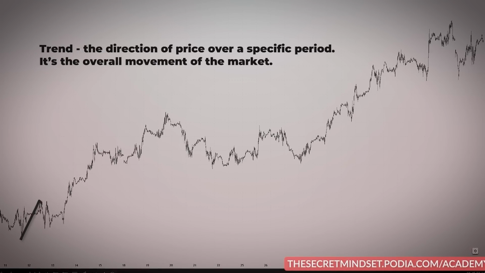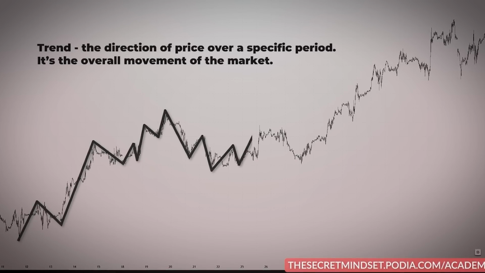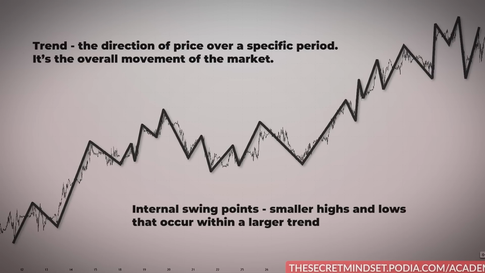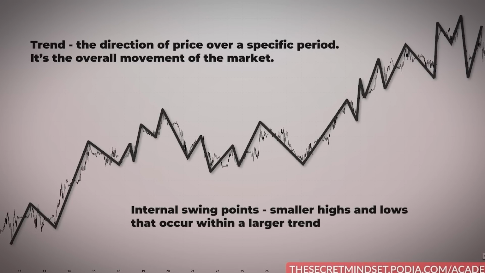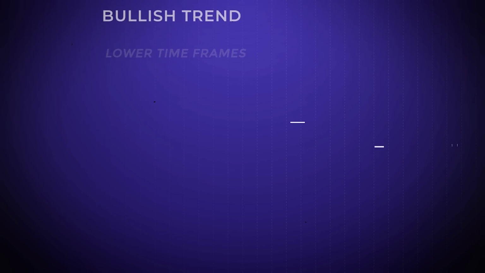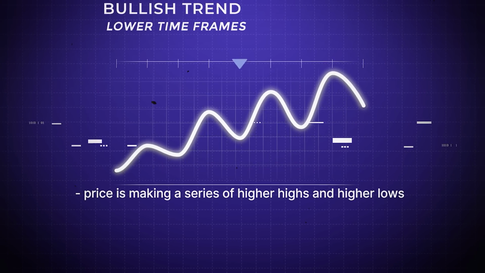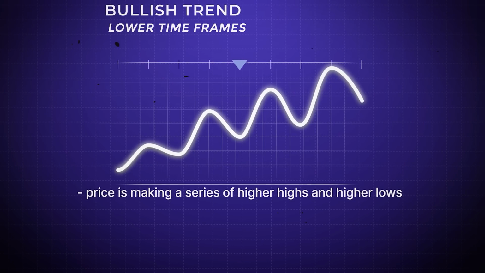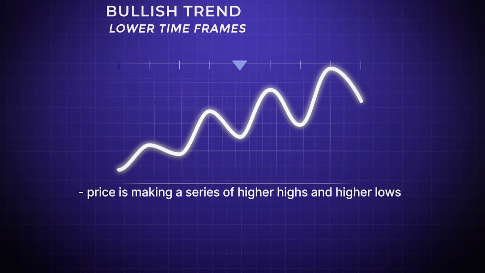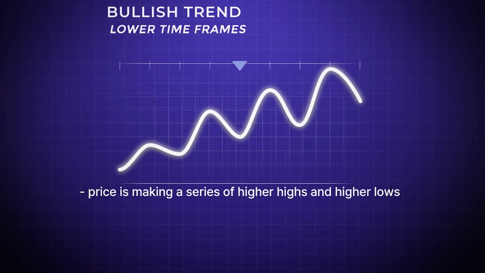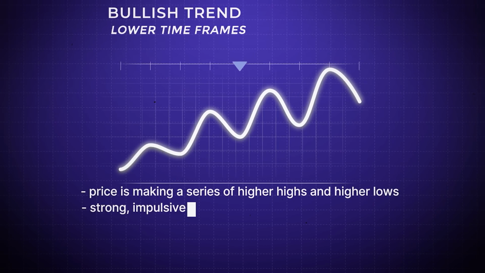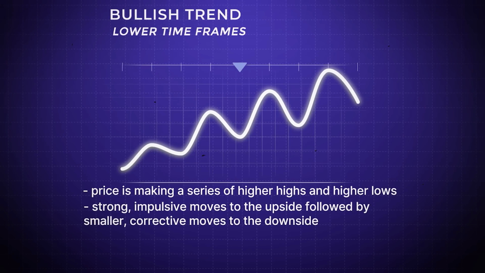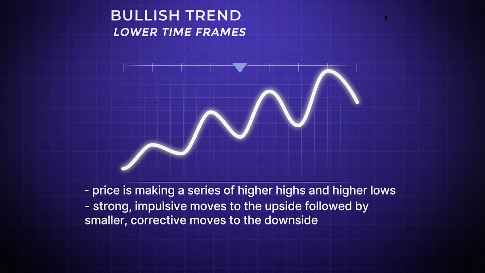To identify the trend, you need to focus on the internal swing points on a lower time frame. Internal swing points are the smaller highs and lows that occur within a larger trend. If you see that price is making a series of higher highs and higher lows, then the trend is currently bullish. Each new high is higher than the previous one, and each new low is also higher than the one before.